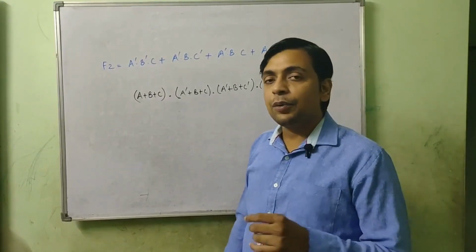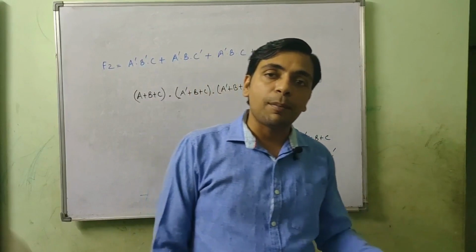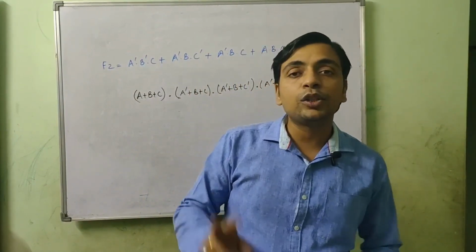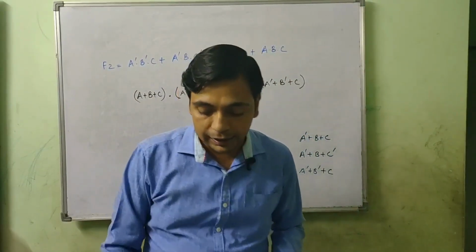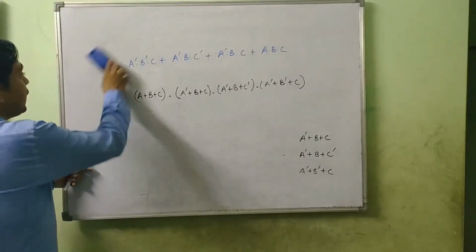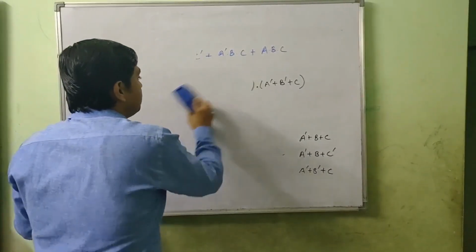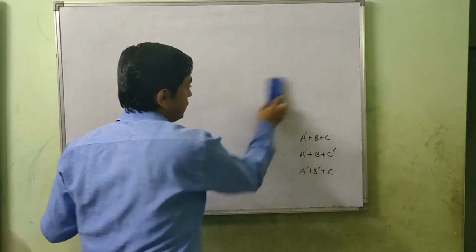Now the second one is converting a product of sum to a sum of product. There are 2 ways to do that. Let's see. Converting product of sum to sum of product.